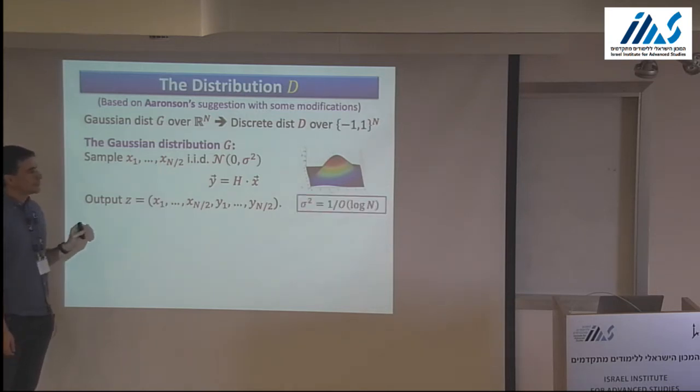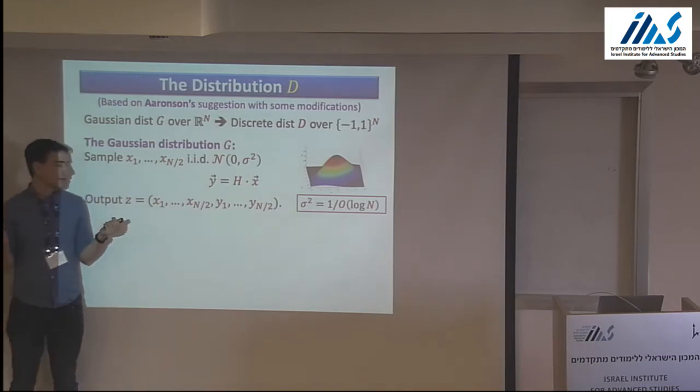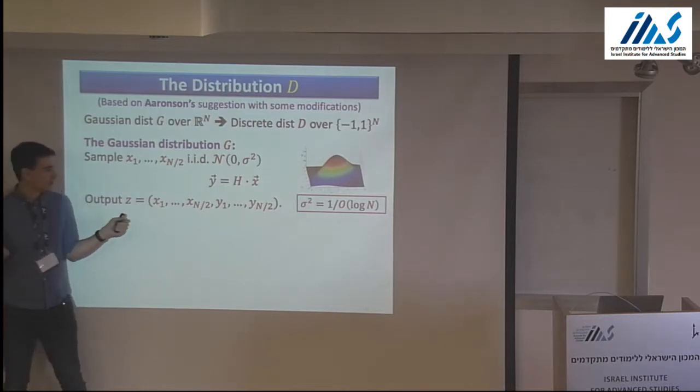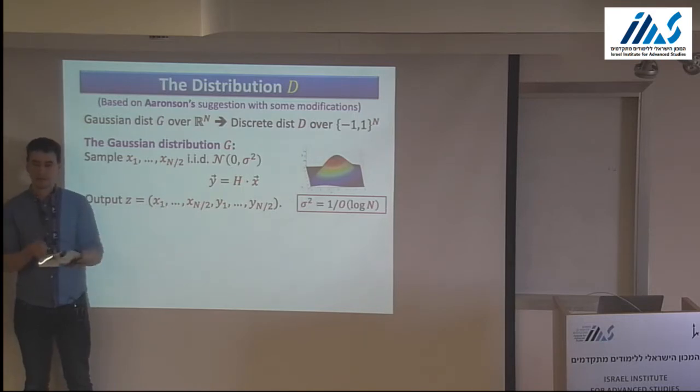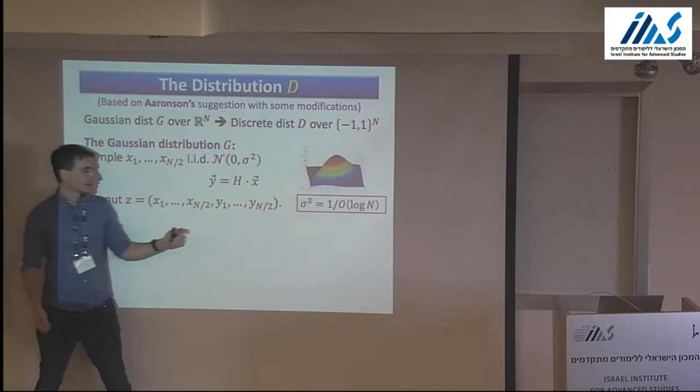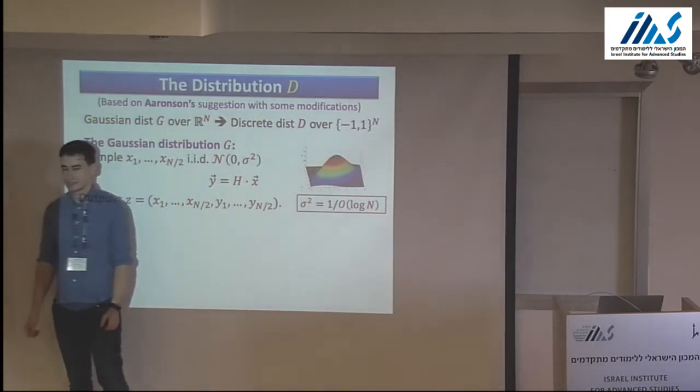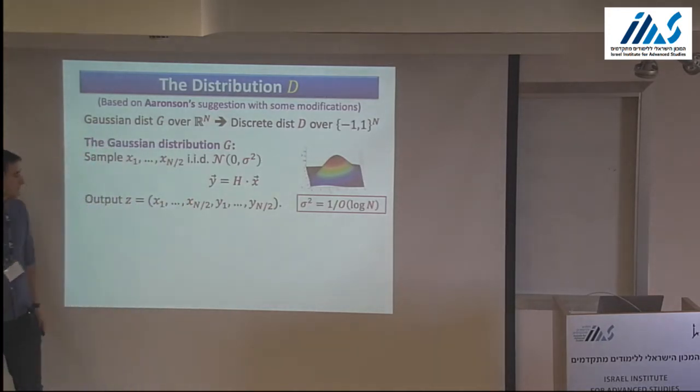And I'm picking sigma squared to be roughly 1 over log n, and the reason that I'm doing it is that I want all the coordinates to be within the interval [-1, 1] with high probability. So whenever I sample this vector, I want all the numbers to be bounded between -1 and 1 with high probability, and that's why I chose this variance.